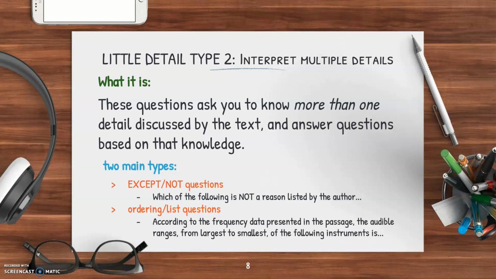This question might also show up as an ordering or a listing type of question, which are pretty rare, but it might sound something like this. According to the frequency data presented in the passage, the audible ranges from largest to smallest of the following instruments is... So here you have to gather multiple pieces of information and then sort them in the appropriate category that's been given by the question. So these do require a little bit more time, but at core they're still a relatively simple type of question. They just are more time consuming.